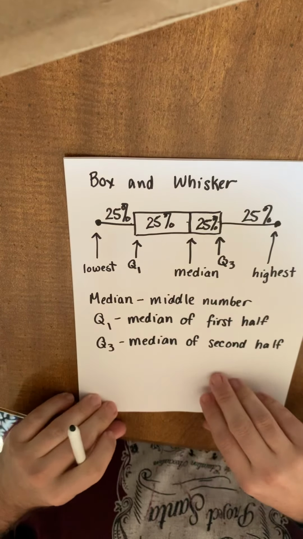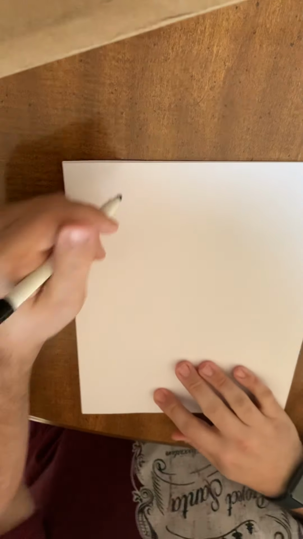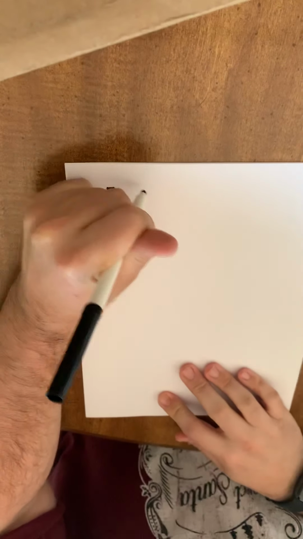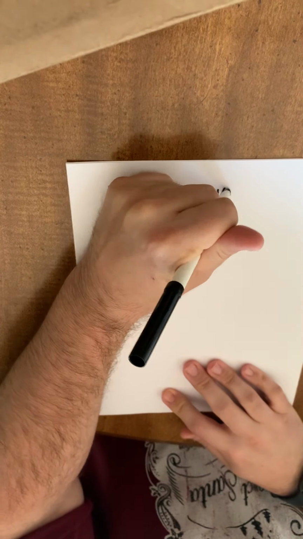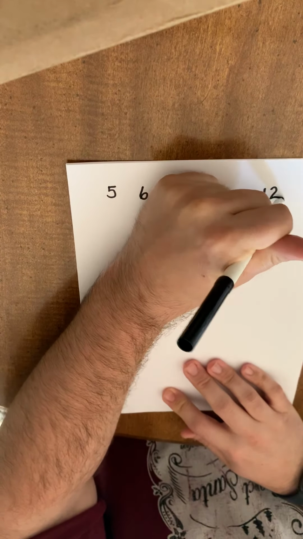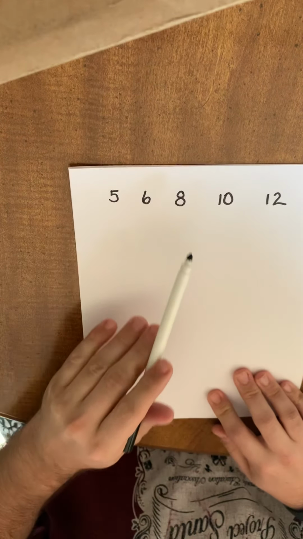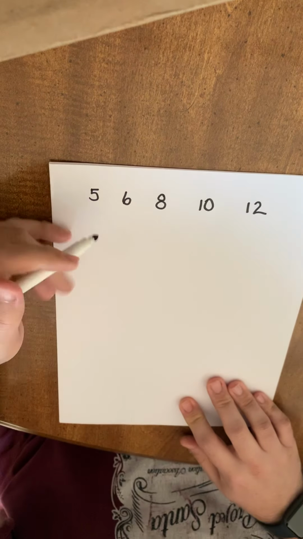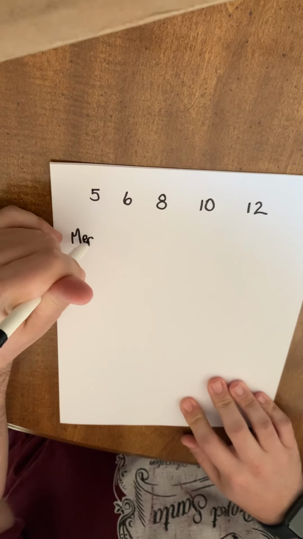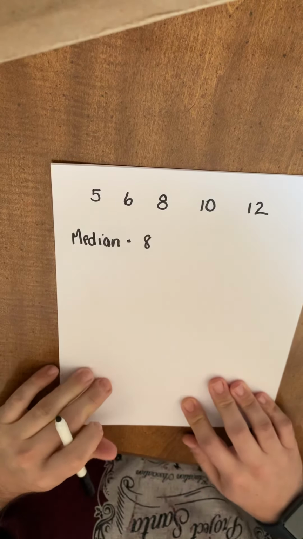So when we talk about quartiles, that's what we're talking about, where each of the quarters lie. Now let's figure out how to make a box and whisker plot. Let's say that we have this data set: 5, 6, 8, 10, 12. In this one, it's easy to see that the middle number is 8. So our median is going to be 8.